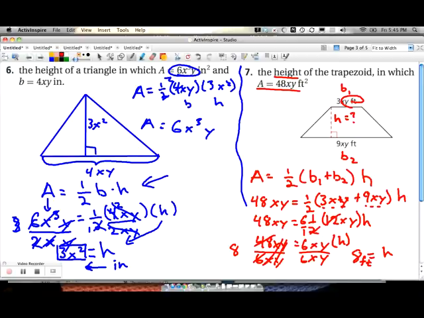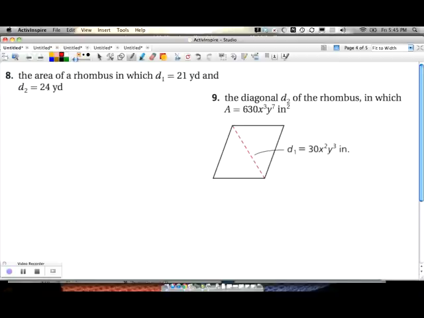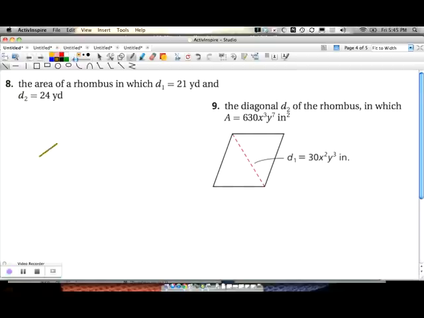Let's keep working. Remember, pause if you need to. Otherwise, let's keep moving. Okay, let's change colors again. How about brown? The area of a rhombus. Ooh, let's try and draw ourselves a rhombus here. Doesn't have to be exact, but just to give us an idea of what we're looking at. It kind of looks like a rhombus.